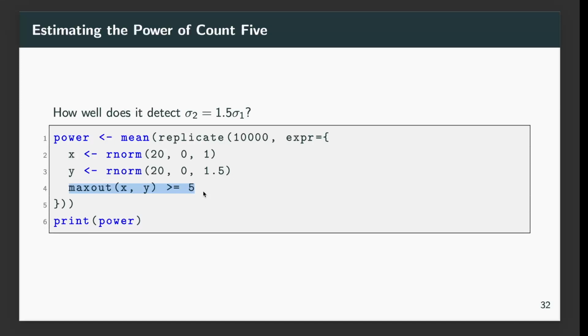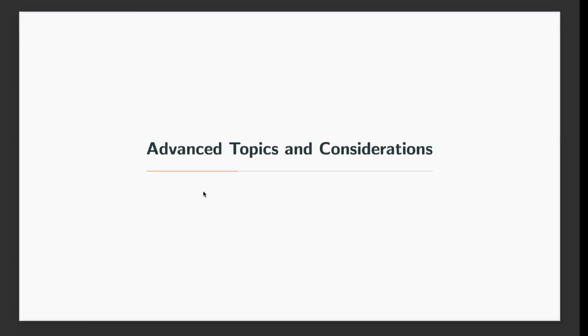You can test this, and you can run the same simulation with the F-test. The F-test can be obtained by using var.test, and you take the p-value, and then you can see how the count 5 test compares to the classical F-test. So now let us talk a little bit about some advanced topics and considerations.